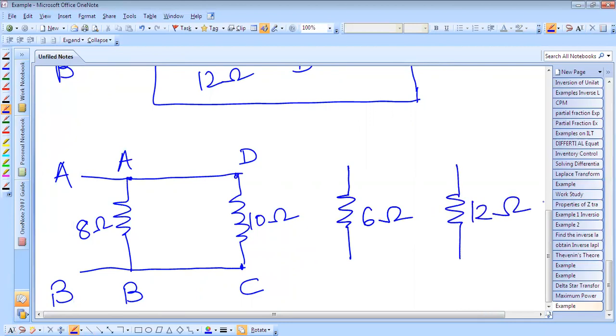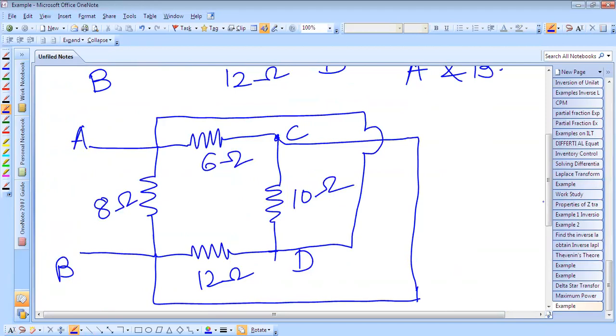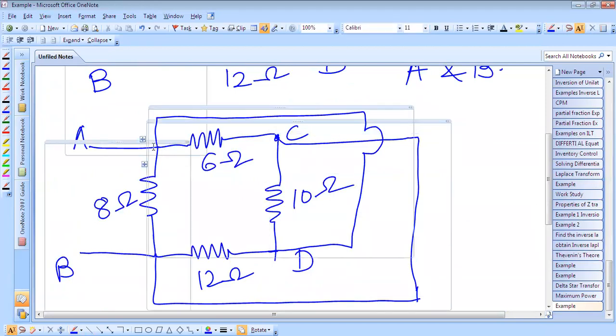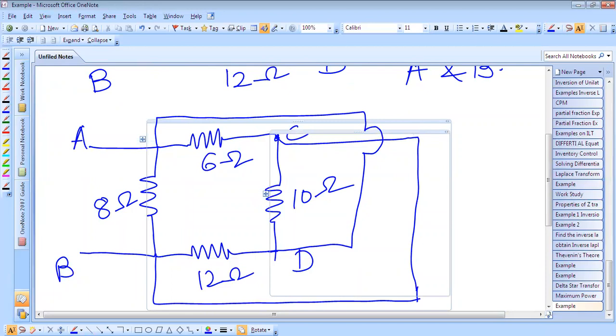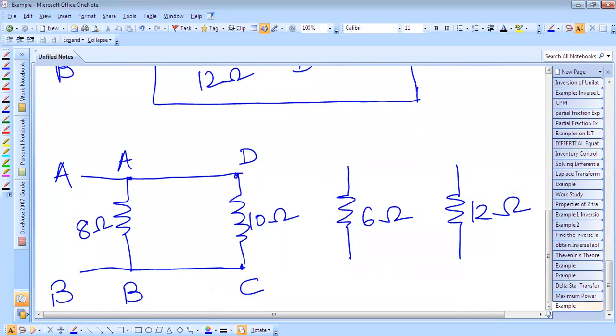Now the 6 ohm resistance is connected between A and C. This is A, this is also A, and the resistor is connected between A and C. In this way we can connect.